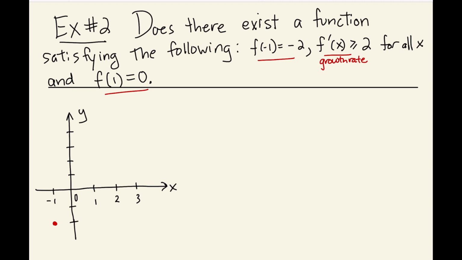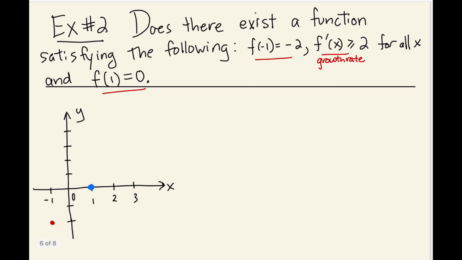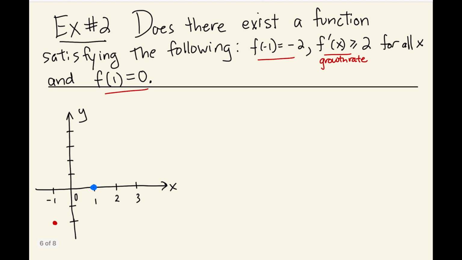If I think about this point over here, and let me make that a different color, this is f of 1 equals 0. So this point is over here. So the question is, could I have a function whose derivative is always greater than or equal to 2, and the function goes from here to here? We don't know exactly what it looks like, but is that possible if the derivative is greater than or equal to 2?